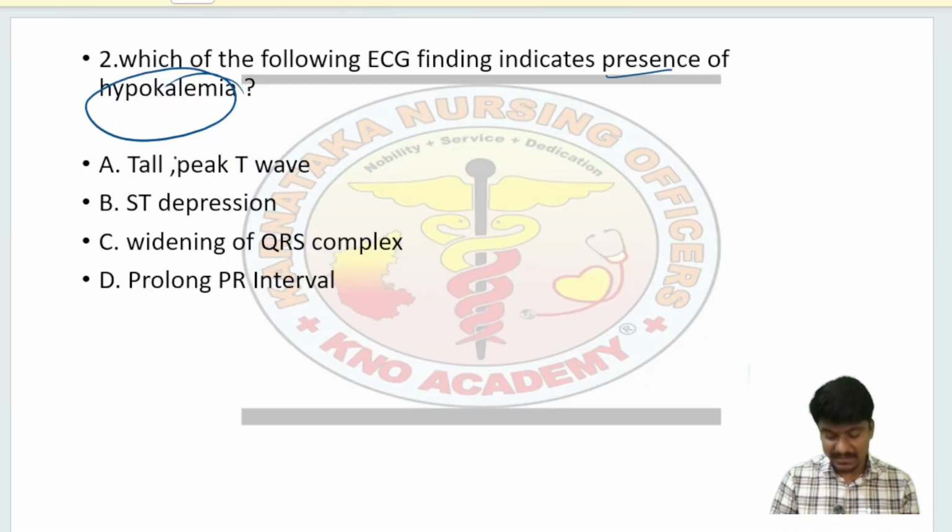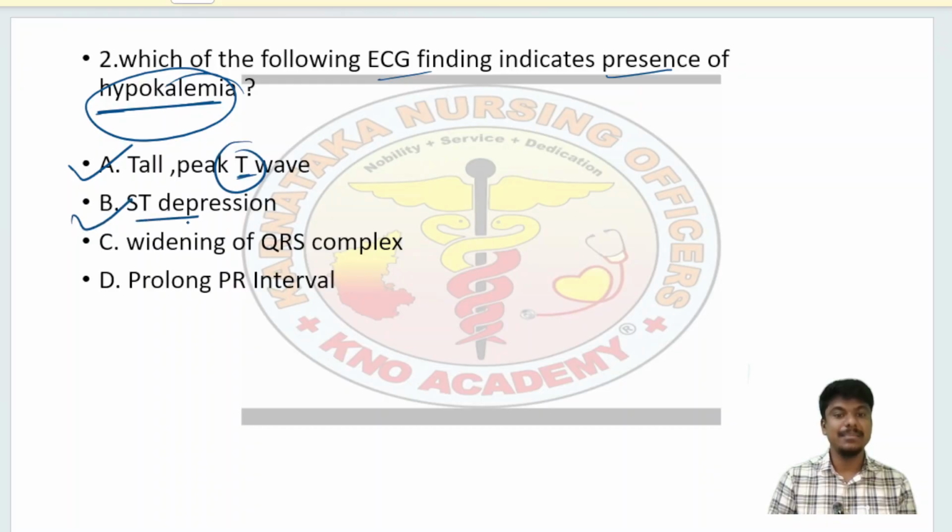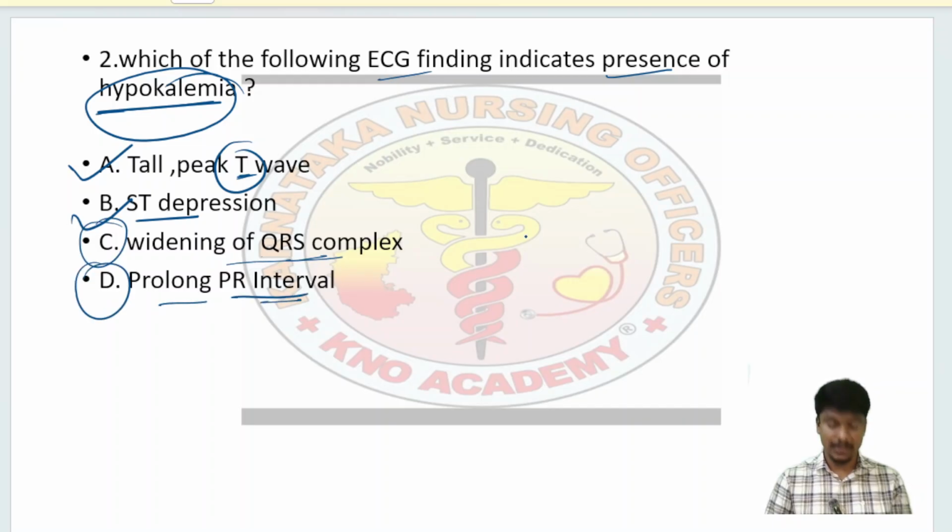Now here the examiner is asking about ECG changes in hypokalemia. Option A, tall tented, peaked T waves. Option B is ST depression. Option C is widening of QRS complex. Option D is prolonged PR interval. I will tell you the concept, then you will be able to choose the right answer.